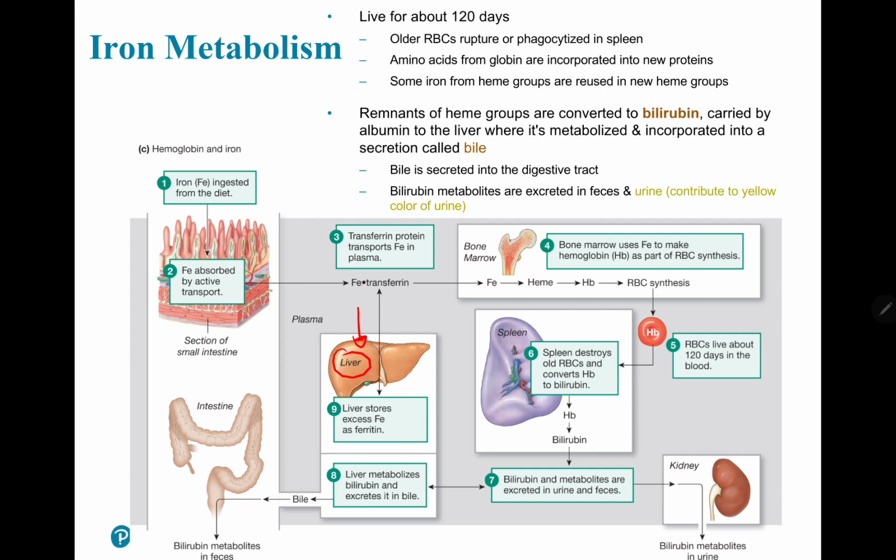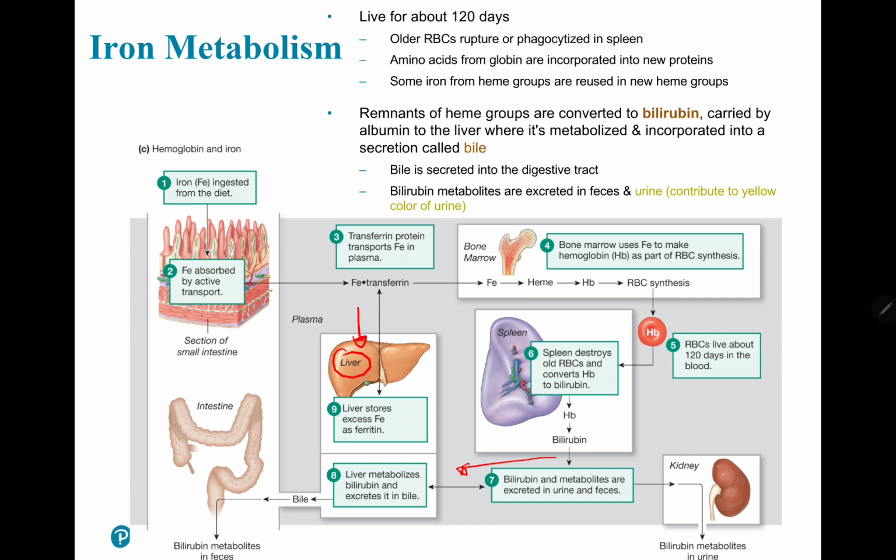But the iron that gets transported into the bone marrow is going to be used to make hemoglobin to make red blood cells. Now, after 120 days or so, as that red blood cell is old, the spleen is going to destroy old red blood cells and convert that hemoglobin within the red blood cell to bilirubin. And that bilirubin will then get transported to the liver, where it's going to get conjugated, and then it's going to be produced into bile.